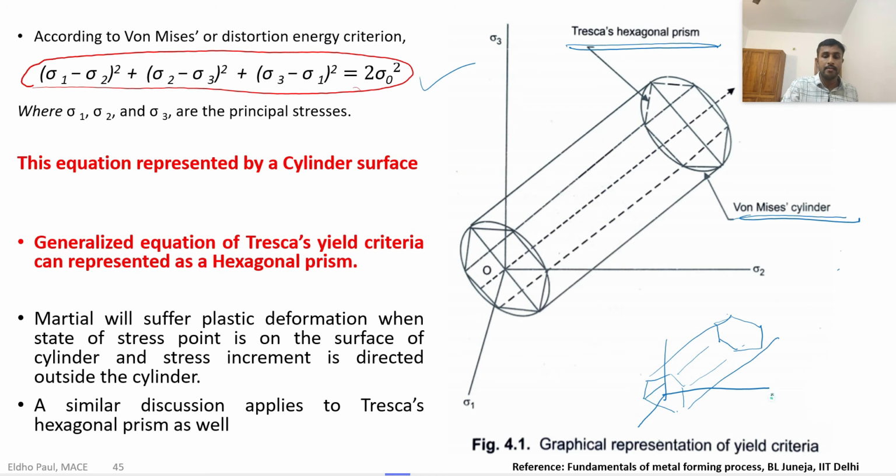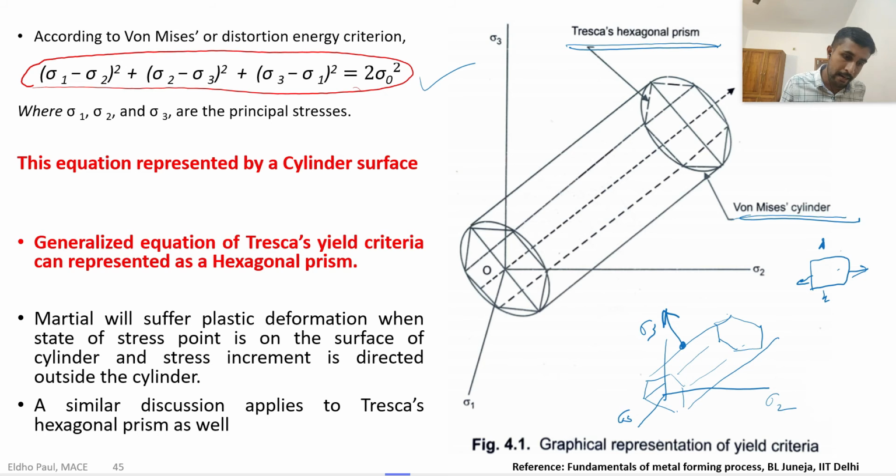In this stress system diagram, the similar concept is also applicable for Tresca criteria. If the state of stress on a particular body is inside this hexagonal prism, then there will not be any plastic deformation. But if the state of stress is on the surface and directed outside of the surface of the hexagonal prism, then there will be a permanent deformation. So this is the essential condition for the permanent deformation of the body.